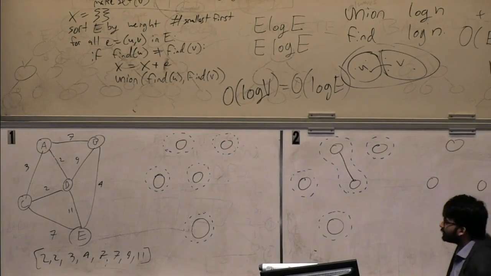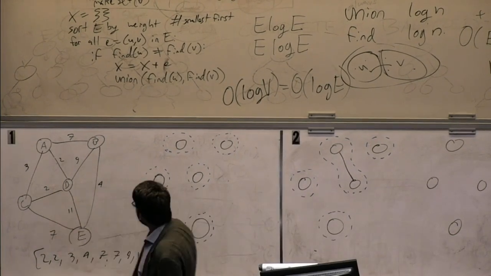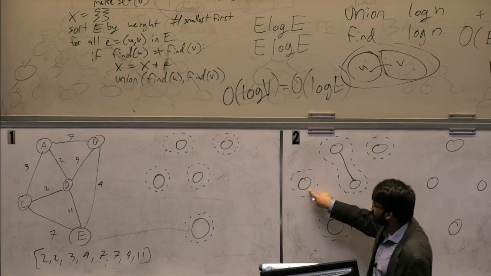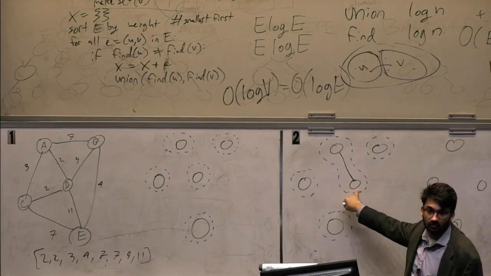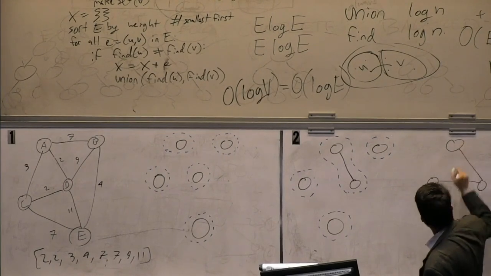Now we need to choose the next smallest edge, which is going to be this 2. It's going to go from C to D. We determine that find of C is not equal to find of D. So we're going to add that edge in, and we're going to merge those two components.